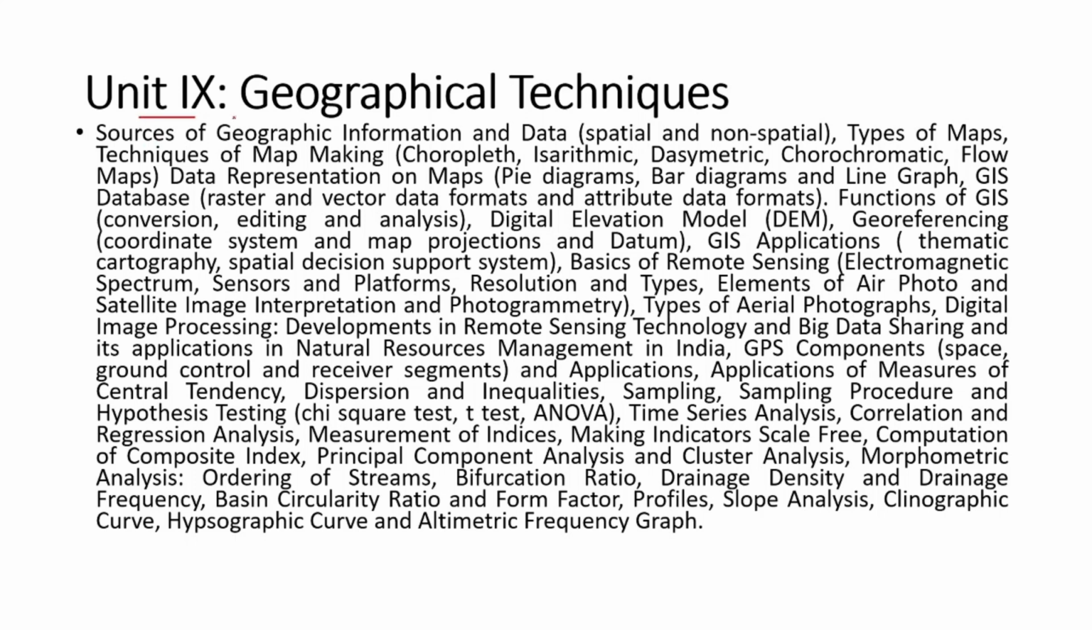And in Unit 9, geographical techniques, it's the methods and tools used to gather, analyze, and represent geographic information. It starts with sources of geographic information and data, that is spatial and non-spatial. Spatial means location based and non-spatial means attribute based data. The unit covers different types of maps and map making techniques, including choropleth, isarithmic, dasymetric, chorochromatic, and flow maps.